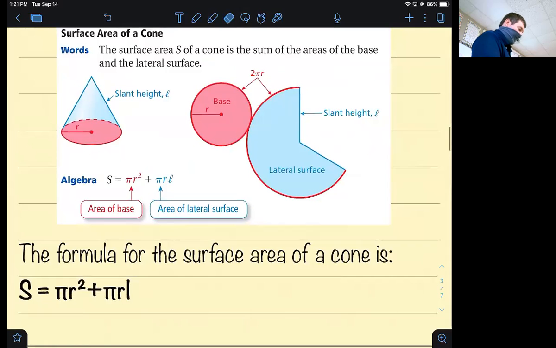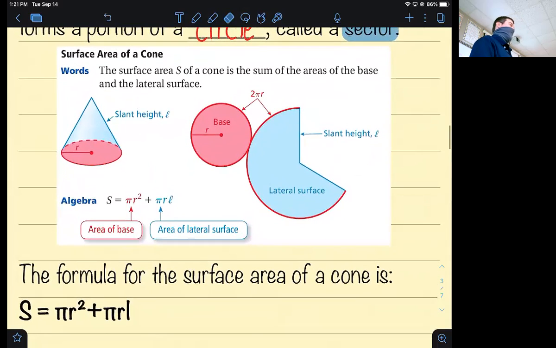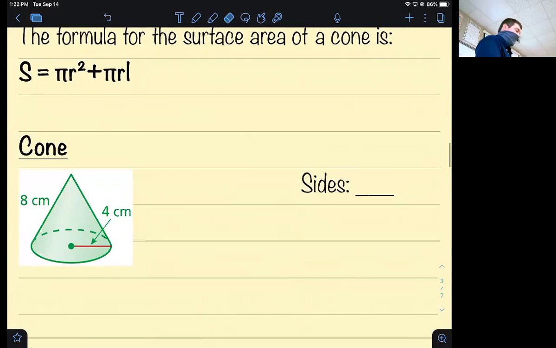But I am too inquisitive for that. And I'd really like to know where this formula comes from. So I'm going to have you guys use it on this cone. And then I'm going to show you where it comes from and how we can relate it to our past formula of B plus 1/2 PL.